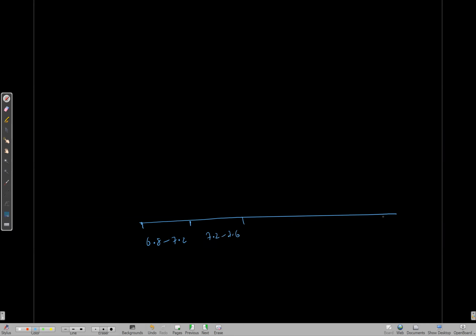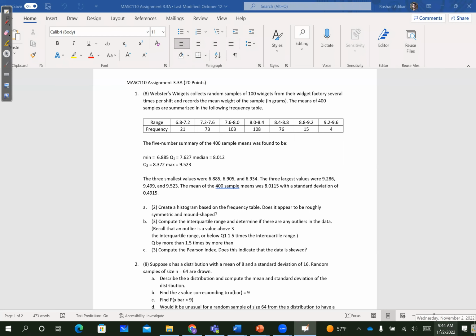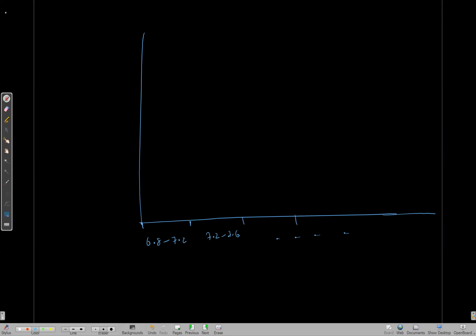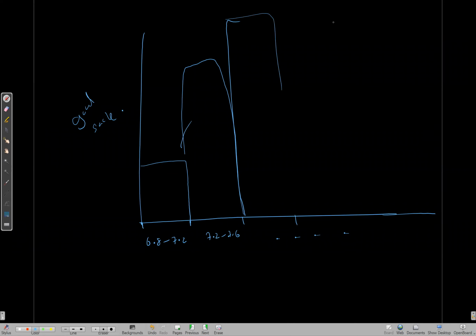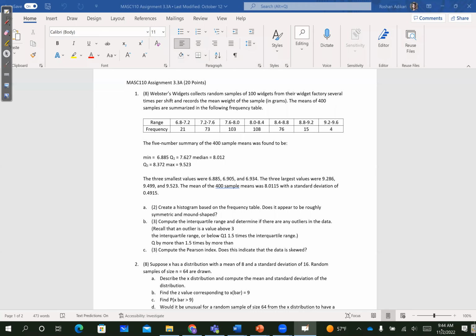So in a good scale, you have to keep doing that. And then this direction are the frequencies, 21, 73. So 21, if 21 is something like that, 73 is, so 3x as that, and 100. And so good scale, right? Make it into a good scale. I'm just drawing it. I'm giving you some hints. And you complete that. That is the histogram.